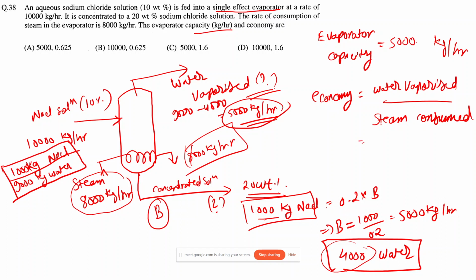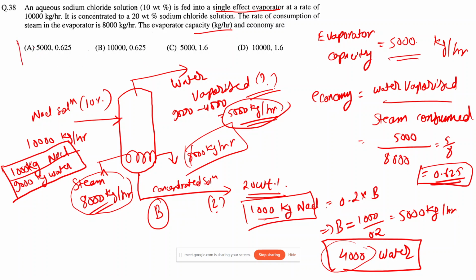And if we have to find the evaporator economy, it will become 5000 upon the total amount of steam that is consumed, that is given as 8000. So it will become 5000 upon 8000, that is 5 by 8. So this will come around 0.625. So the final answer we can select is 5000 comma 0.625. So that is our final answer.